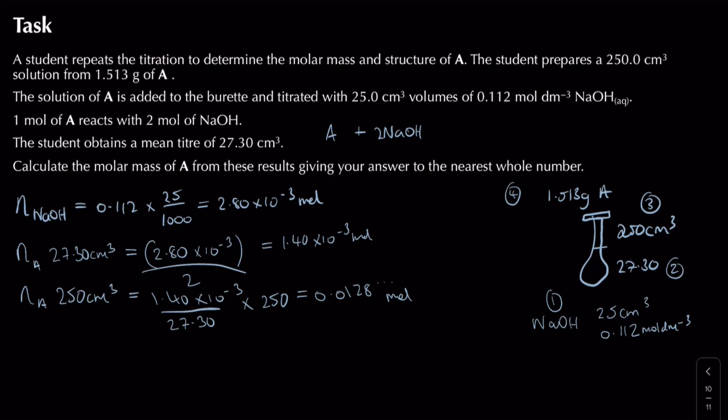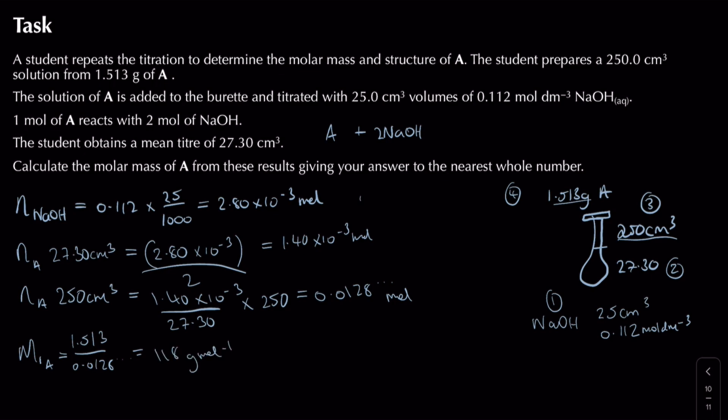Now, of course, we found the moles. We know that many moles is going to exist in 250 centimeters cubed, and it's going to exist in 1.513 grams of A. So we know to find the Mr of A, all we're going to do is take the mass divided by the moles. So I've got 1.513 divided by 0.0128, and then I'm going to end up with 118 grams per mole itself.